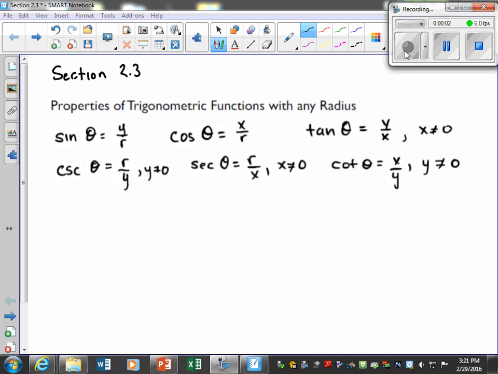Alright, this is going to be section 2.3, just working with different properties of trigonometric functions. We've defined trig functions earlier for the unit circle, which was specifically a radius of 1. And remember, that was just sine of theta equals y, cosine of theta equals x, tangent of theta equals y over x, so on and so forth.